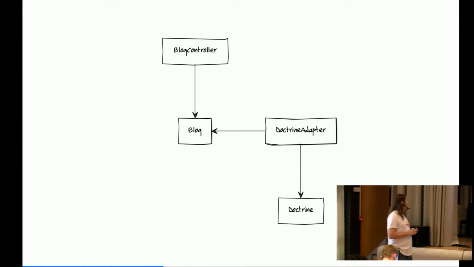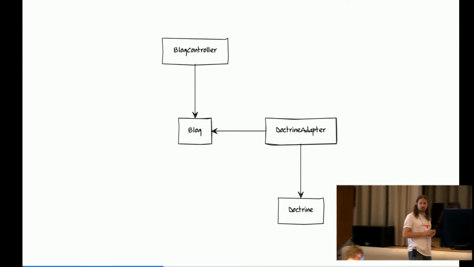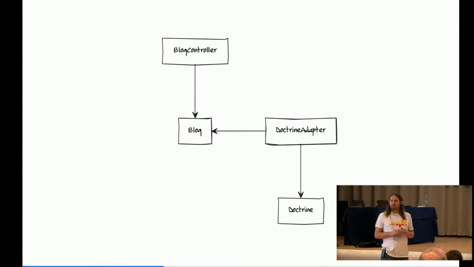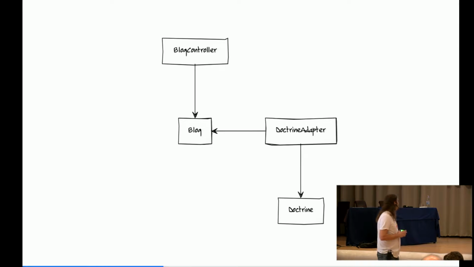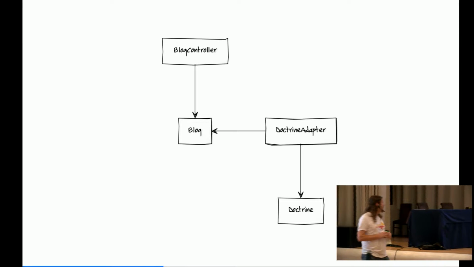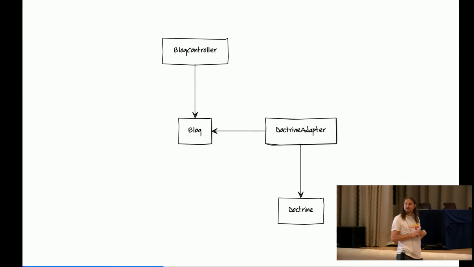So in the end, we'll have something like this. Our blog controller won't depend on Doctrine. It will depend on our blog. You might call it a domain. And we have a Doctrine adapter that adapts that blog to Doctrine. So there's no direct dependency from the blog controller to Doctrine. Make sense?